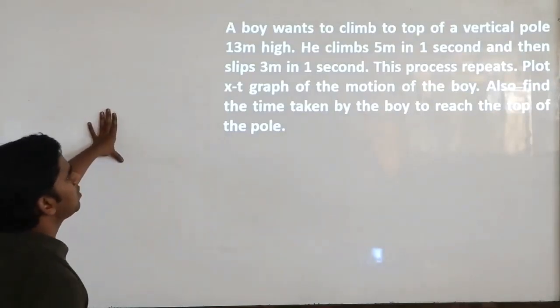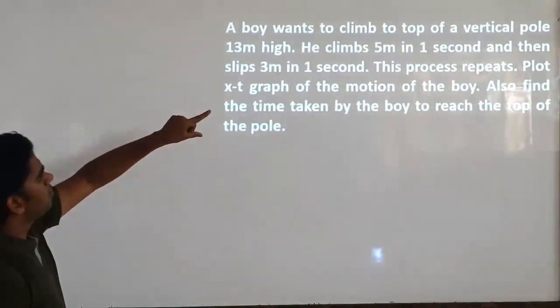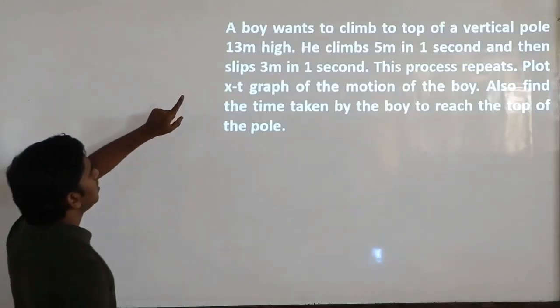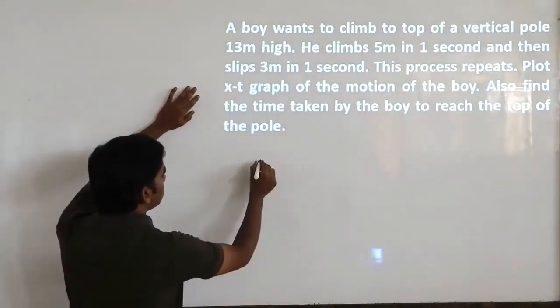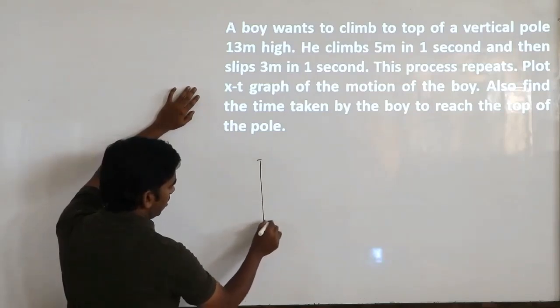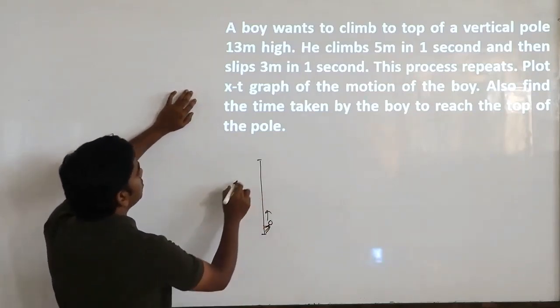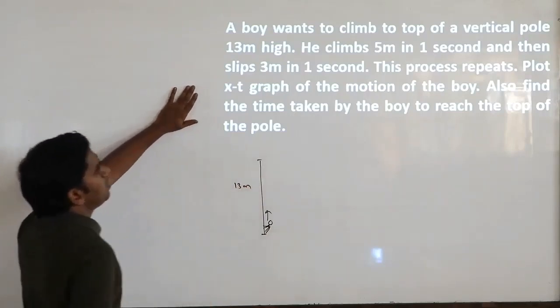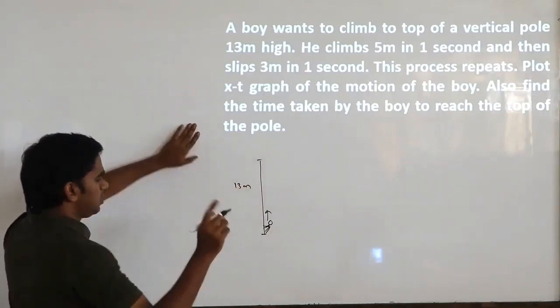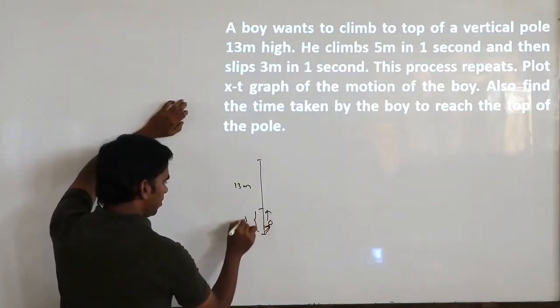A boy wants to climb to the top of a vertical pole 30 meter high. Okay. So there is a pole, and a boy wants to climb it. So he is climbing. He climbs 5 meter in 1 second. So he will come to 5 meter in 1 second.